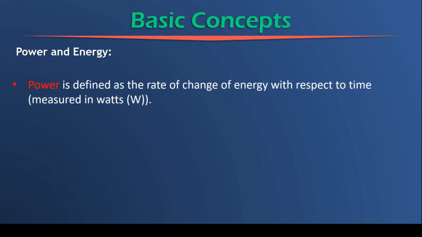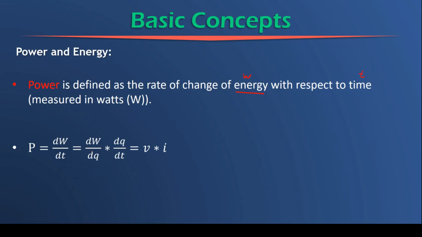So power is defined as the rate of change of energy with respect to time, and it's an important quantity that is measured in watts. The equation for power, as defined as the rate of change of energy, which we know is W, or work, with respect to time, which is T, we should then be able to deduce that P is going to give us dW/dt.